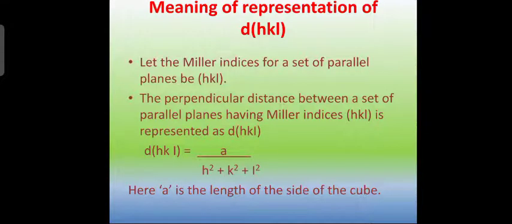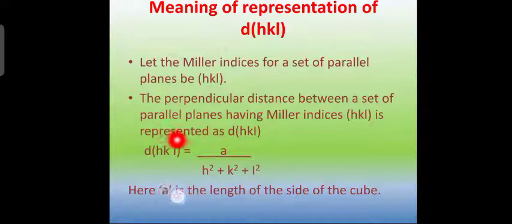Next slide. Now, meaning of representation of dhkl. What is the meaning of dhkl? Let the Miller indices for a set of parallel planes be hkl. So, you are indicating the set of parallel planes with the Miller indices hkl. Okay. The perpendicular distance between the sets of parallel planes having Miller indices hkl is represented as dhkl, that is the perpendicular distance.